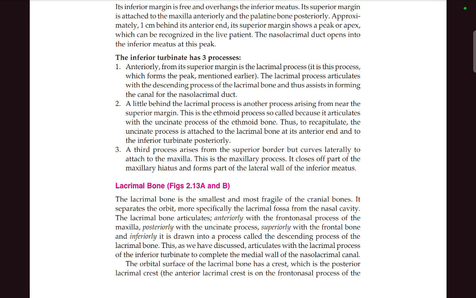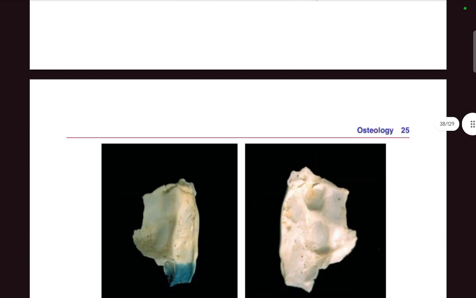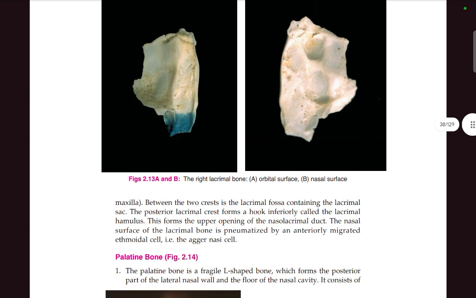The orbital surface of the lacrimal bone has a crest, which is the posterior lacrimal crest. The anterior lacrimal crest is on the frontonasal process of the maxilla. Between the two crests is the lacrimal fossa containing the lacrimal sac. The posterior lacrimal crest forms a hook inferiorly called the lacrimal hamulus. Thus, this forms the upper opening of the nasolacrimal duct. The nasal surface of the lacrimal bone is pneumatized by an anteriorly migrated ethmoid cell called the agger nasi cell. Here we can see the right lacrimal bone: in A, the orbital surface, and in B, the nasal surface.